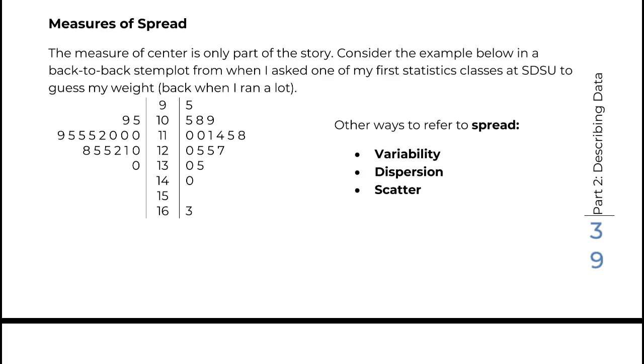I made a back-to-back stem plot. So this back-to-back stem plot, this side was the female guesses, this side was the male guesses. Oops, male. And this is basically what I saw, is that both groups were right on in terms of their guess at how much I weighed. I think I weighed like 117 pounds at that time.